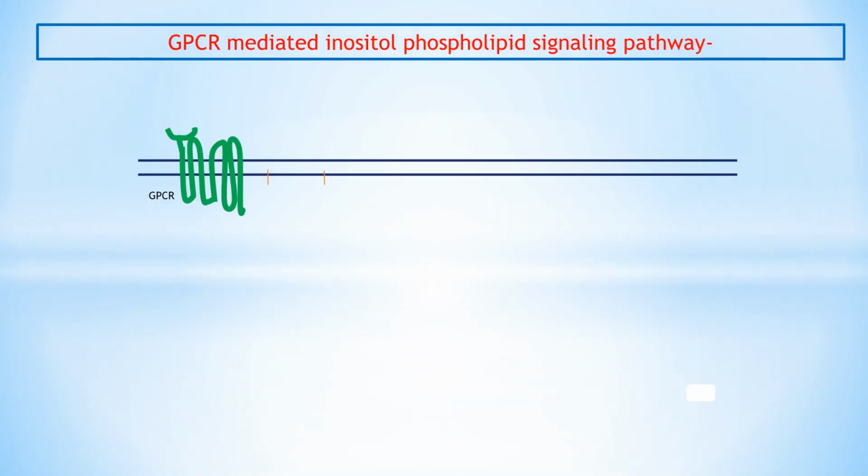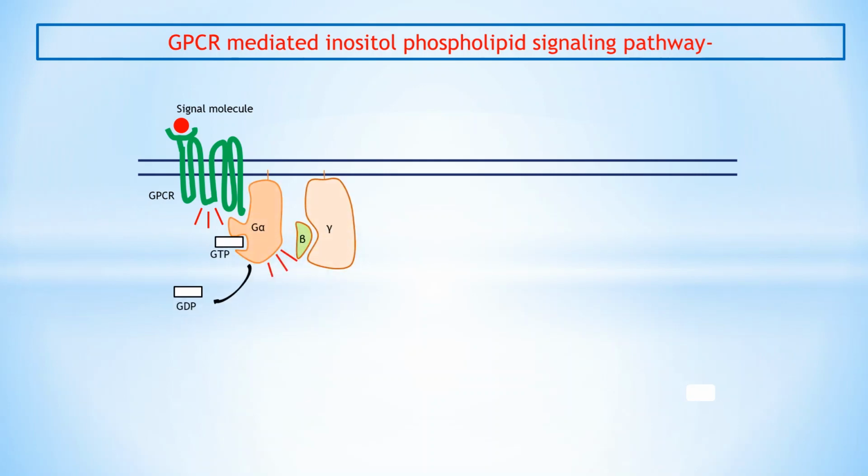Now let's understand inositol phospholipid signaling pathway in detail. Here we can see a 7-pass transmembrane receptor G protein coupled receptor or GPCR. Binding of the signal molecule results in the activation of the receptor. The activated receptor now works as a guanine nucleotide exchange factor or GEF, which in turn activates the G-alpha subunit of the GQ protein. This occurs by removal of the GDP and binding of the GTP. This mechanism has been explained in detail in my previous video.